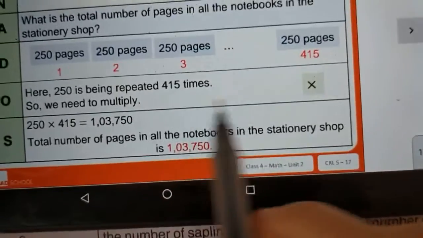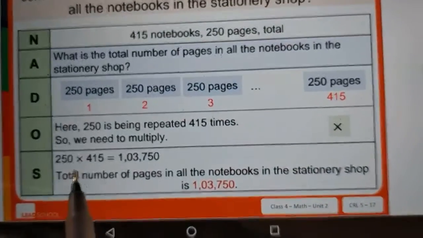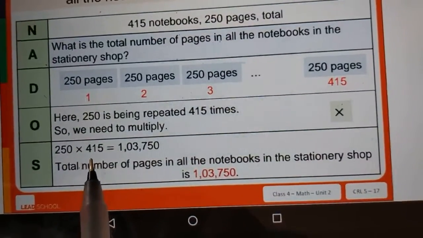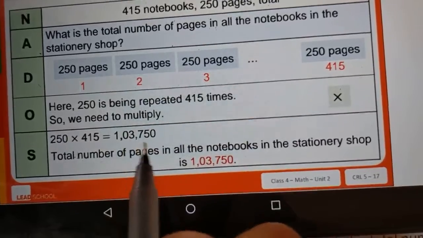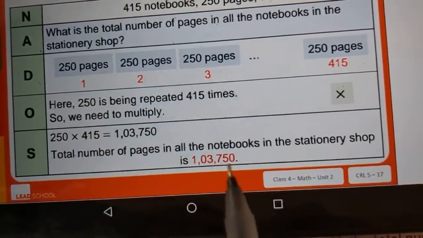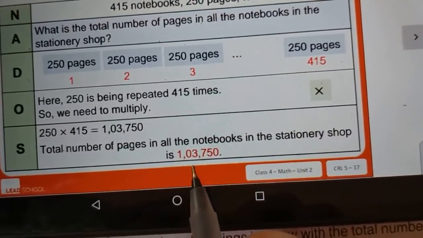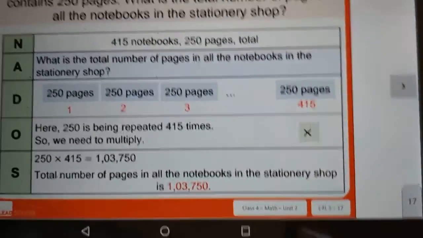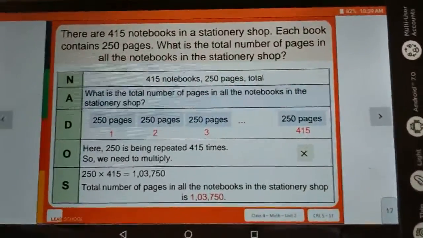Here what we have to do, we have to multiply. In the last step, the solution: 250 multiplied by 415, the answer is 1,03,750. The total number of pages in all the notebooks in the stationery shop is 1,03,750. Now students, I hope your sums are right. I'll give you one minute; you have to write these sums in your maths notebook.